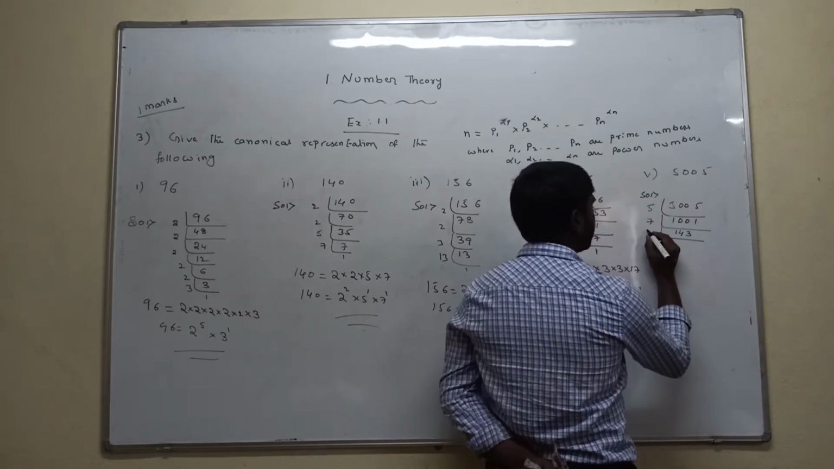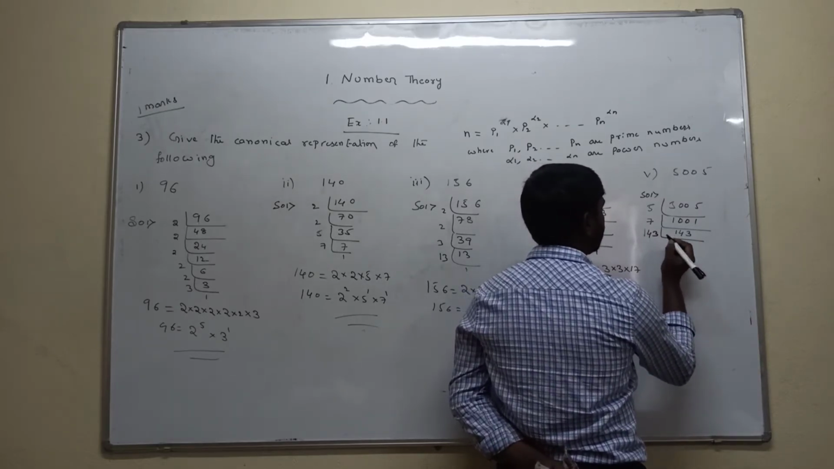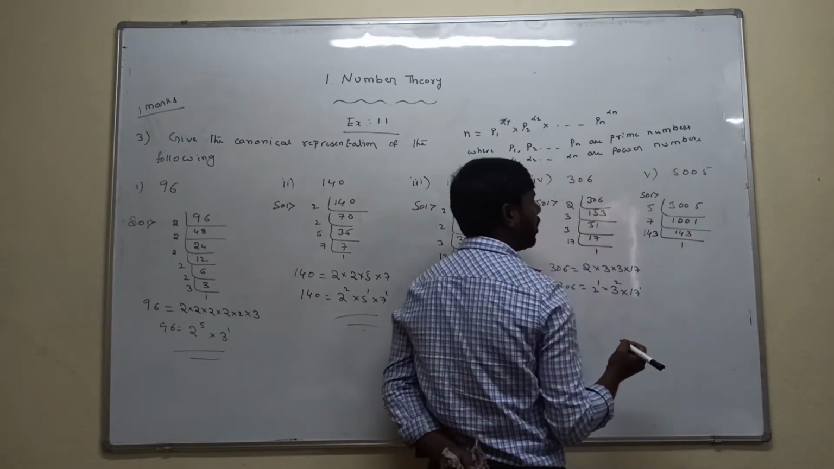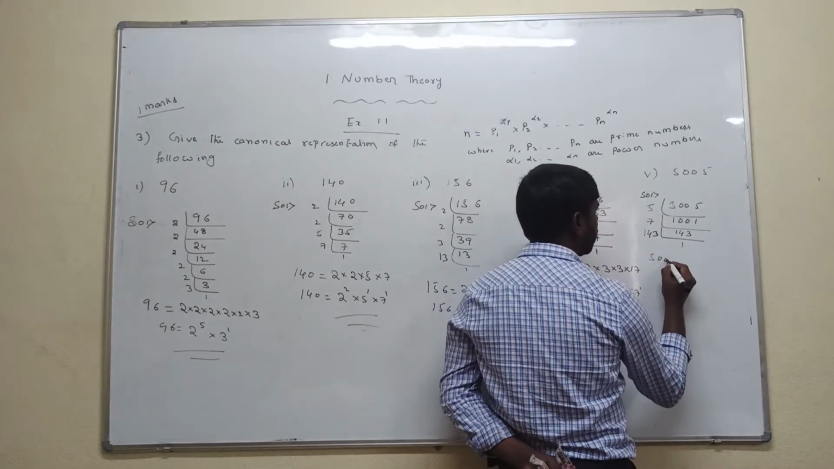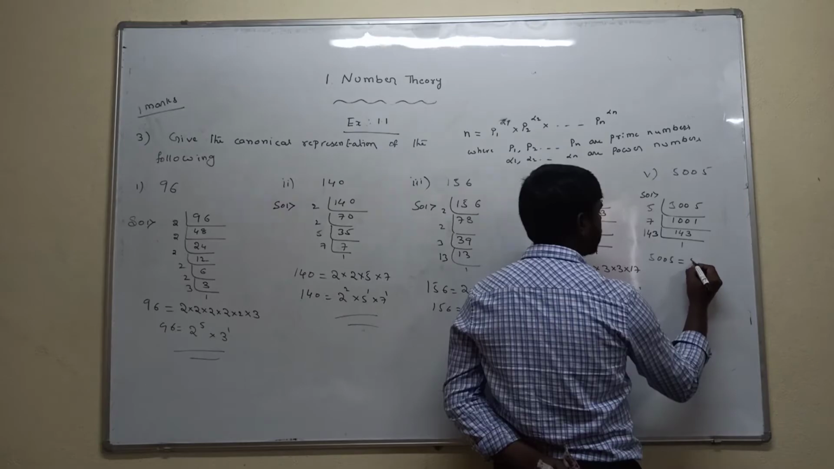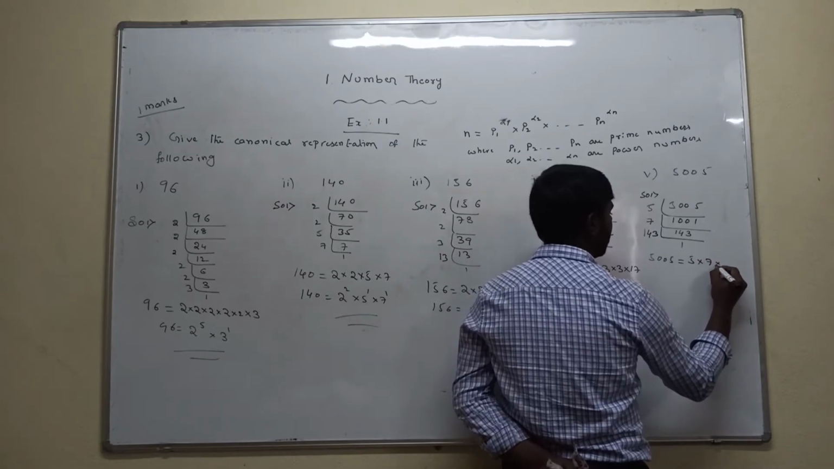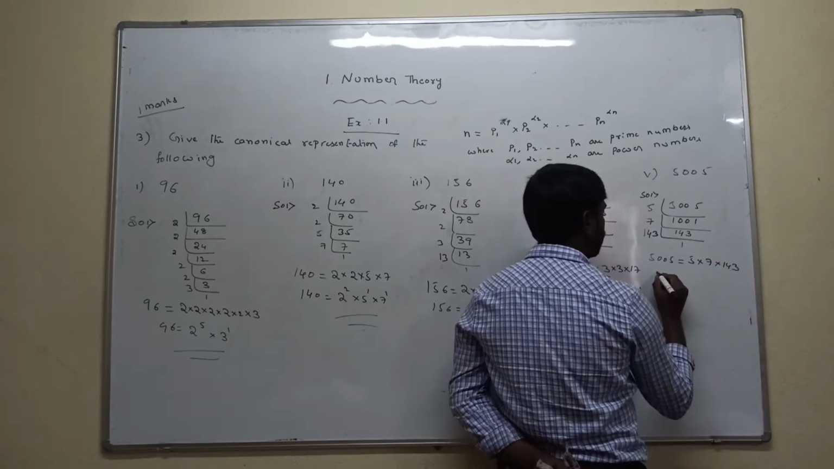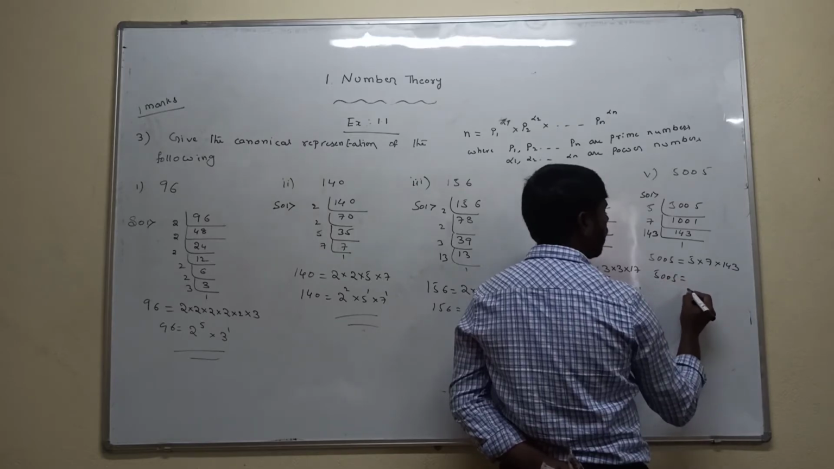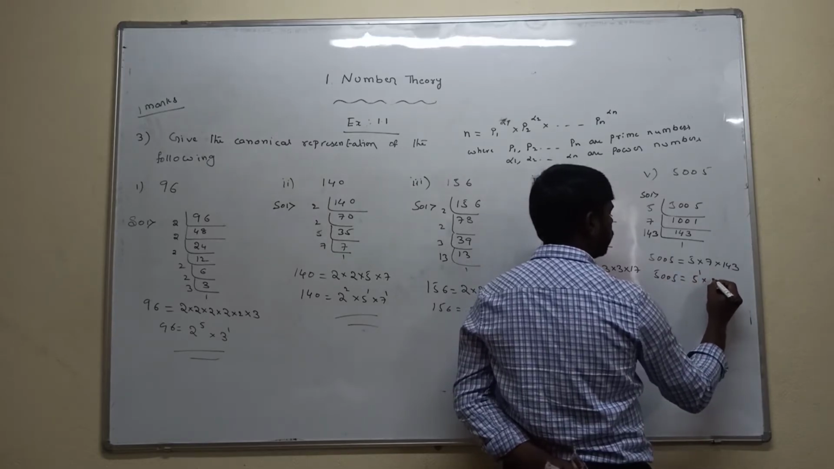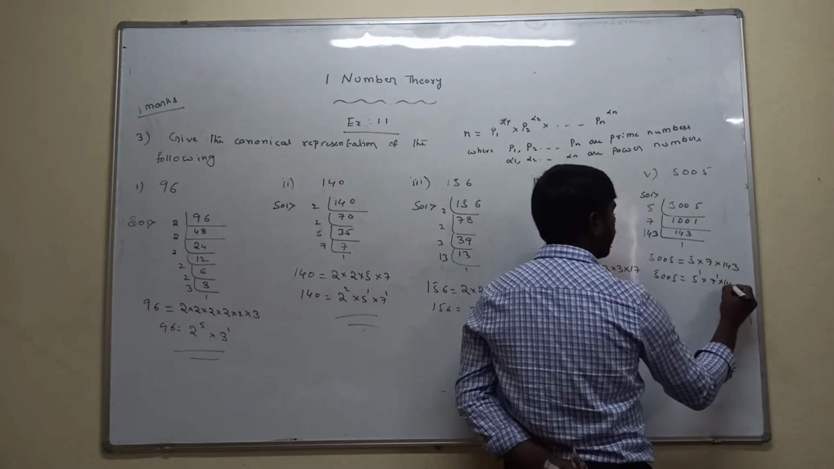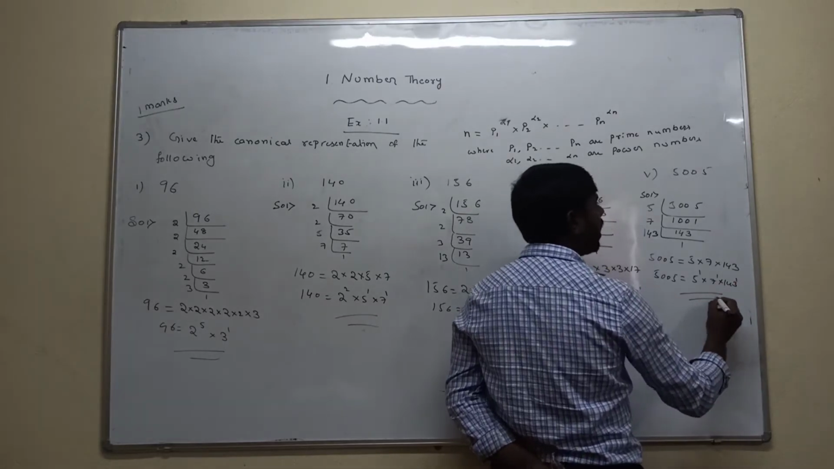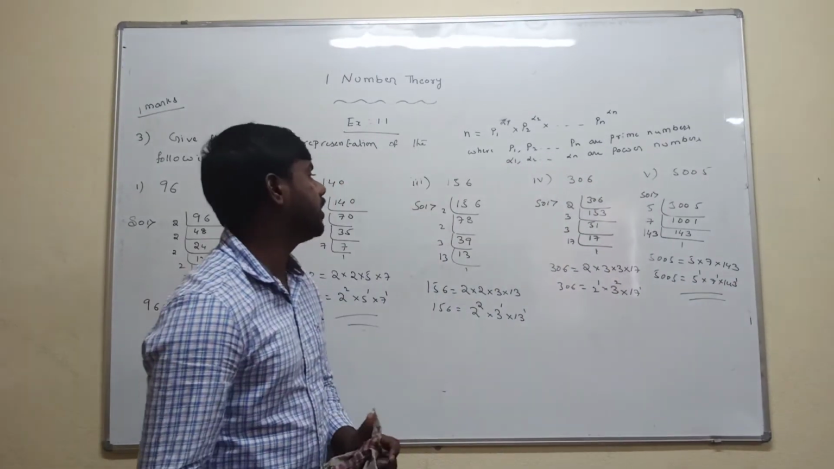That's why we can factor only 143. 143 into 1 is 143. Now 5005 can be expressed as 5 into 7 into 143. So all the numbers are repeated only one time: 5 power 1 into 7 power 1 into 143 power 1. This is the canonical representation.